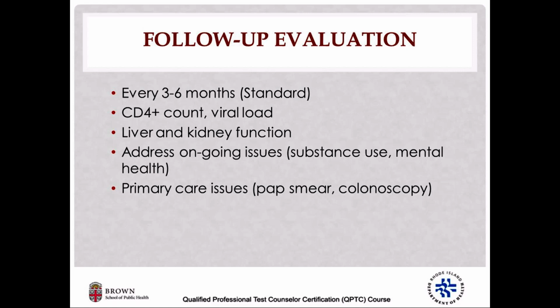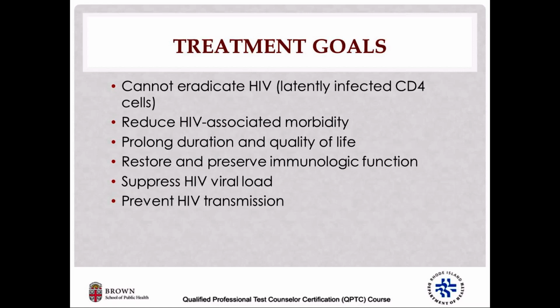Every 3 to 6 months, we'll tend to also check the CD4 count and the viral load to make sure a person's immune system remains stable. We'll check liver and kidney function to make sure HIV or the medicines are not affecting those organ systems. And we'll address any ongoing issues that occur over the course of care, such as substance use, mental health, as well as any primary care issues as well.